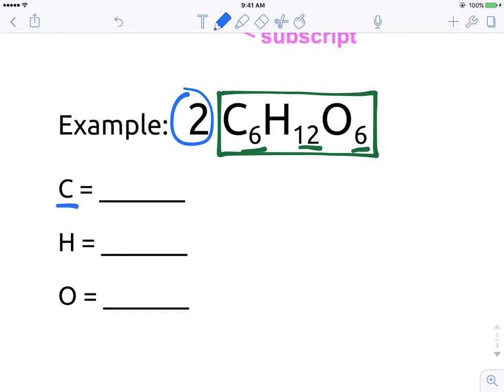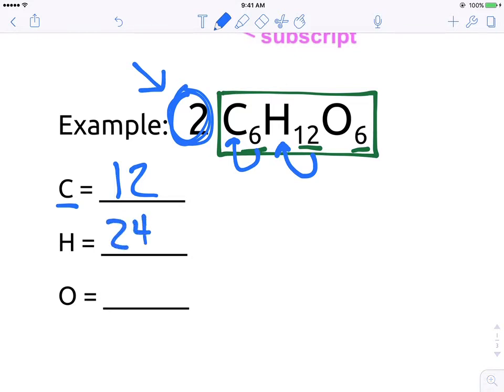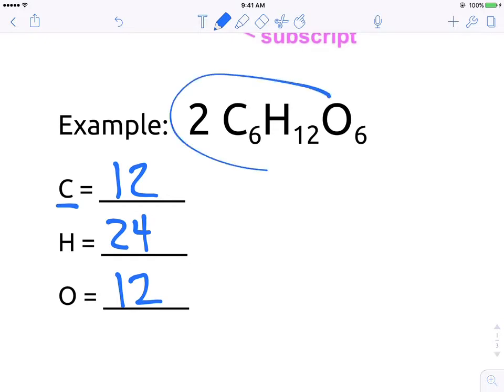So let's start with carbon. Well, there are 6 carbons in one molecule of glucose, but remember I have 2 molecules of glucose. So 2 times 6 would give me 12 total atoms of carbon. I have 12 atoms of hydrogen in one molecule of glucose, but once again, remember there are 2 molecules of glucose, so I have a total of 24. And then 6 atoms of oxygen in one glucose molecule, but I have 2 glucose molecules, so I have a total of 12 oxygen atoms. So overall, I have 12 plus 24 plus 12, I have 48 total atoms that are written in this chemical formula right here.